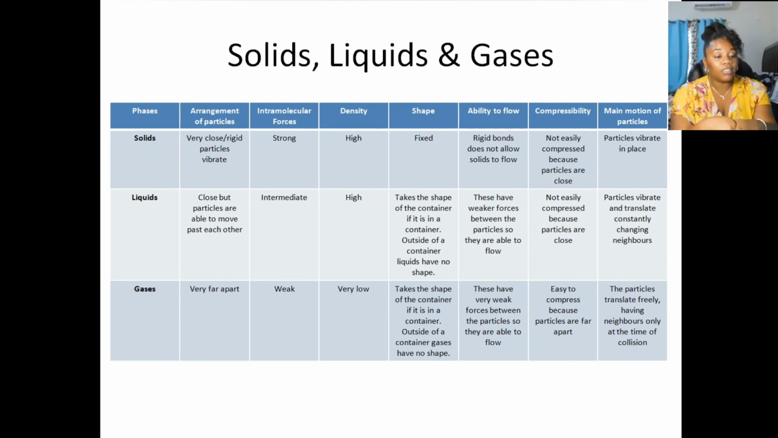Gases, the particles are very, very far apart. The intermolecular forces are weak. The density is very low. They take the shape of the container. If it is in a container or outside of a container, gases have no shape. These have very weak forces between the particles, so they are able to flow. Easy to compress because particles are far apart, meaning that they're easy to squeeze together, and the particles translate freely, having neighbors only at the time of collision.